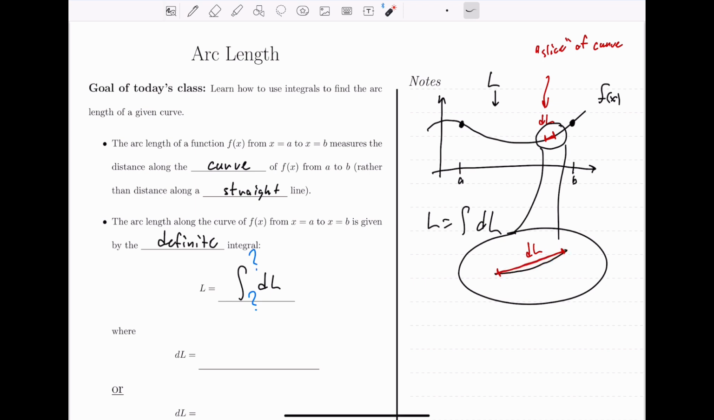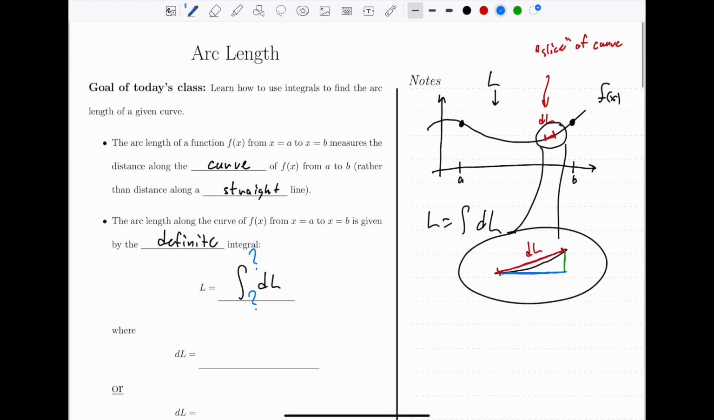Now there is some horizontal component here. So let's imagine a horizontal component. And then there's some vertical component as well. So we're imagining a right triangle here. The horizontal component is some small change in x. Let's call that dx. The vertical component is some small change in y. We'll call that dy. So thinking of this small slice along the curve, there is a horizontal x component and a vertical y component. Now, this is a right triangle, and we can relate these values using the Pythagorean theorem.